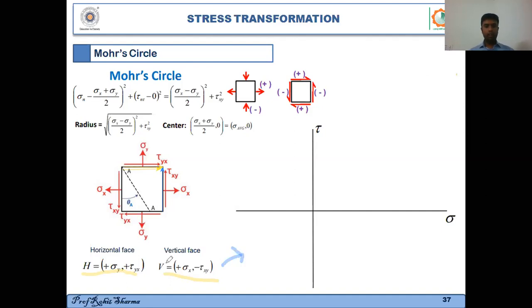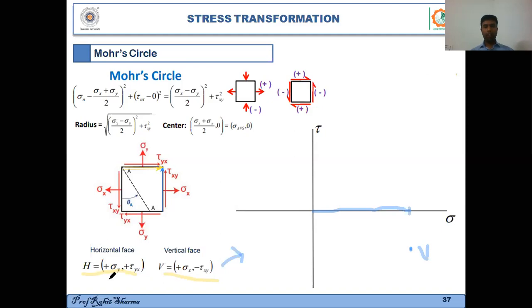So if I were to plot the vertical face, what is it? Plus sigma x and minus tau xy. So I'll have to move in this direction for plus sigma x. Suppose this point represents the value of sigma x, and I'll have to move in the downward direction because it is minus tau xy, right? So this point will represent V, where the coordinates of this point V are plus sigma x and minus tau xy.